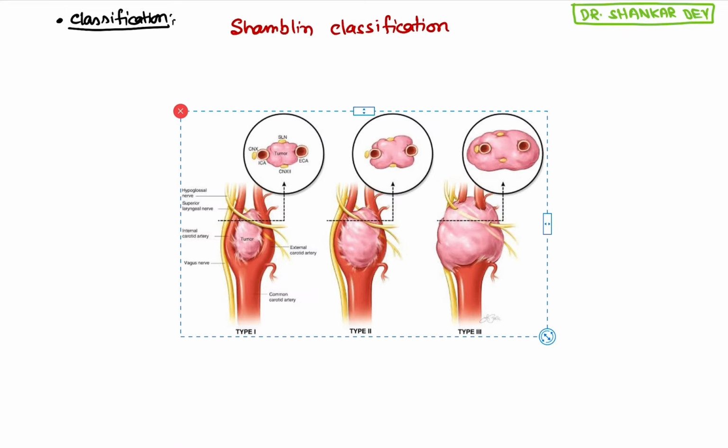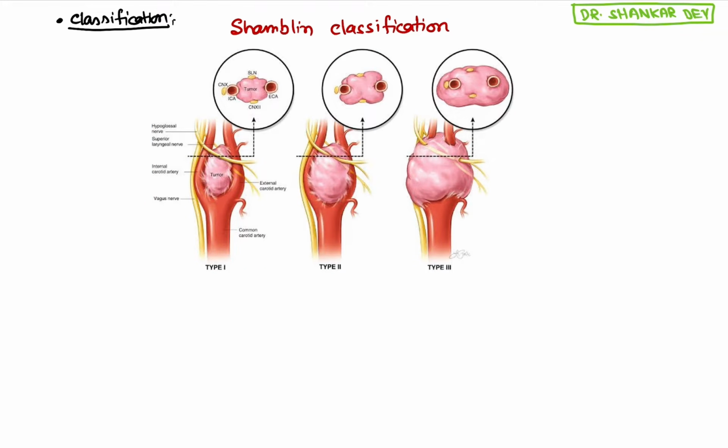The classification criteria is Chamberlain classification of carotid body tumor. According to Chamberlain classification, carotid body tumor is of three types.